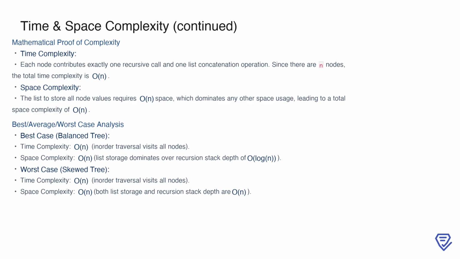Let's conclude with an analysis of the best, average, and worst cases. In a balanced tree, the time complexity remains O(n), since every node is visited during the traversal, and the space complexity is dominated by the list storage at O(n), while the recursion stack contributes only O(log n). In a skewed tree, the time complexity is still O(n), but the space complexity is also O(n), due to both the list storage and the deeper recursion stack. This consistency in time and space complexity across cases highlights the efficiency of the solution.